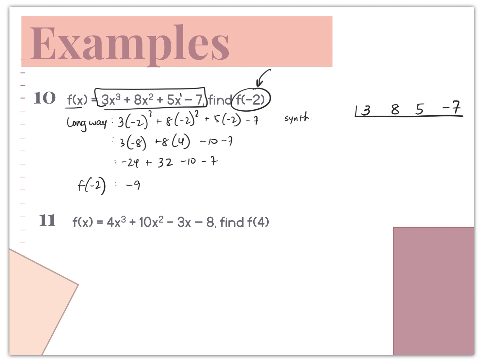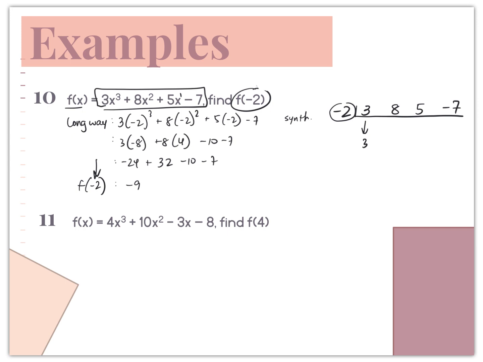Here, they're already giving you the value. It's minus 2. I don't have to do the opposite. If this was in an expression, it would be x plus 2. But when they give it to you just like that, you use it as is. So I'm going to use the number we're looking for as it is here. And I'm going to do synthetic division, just like I would normally do.